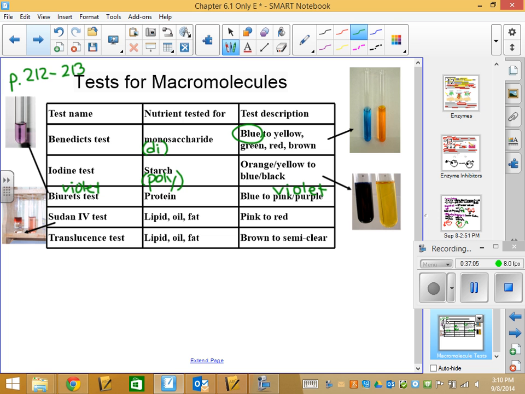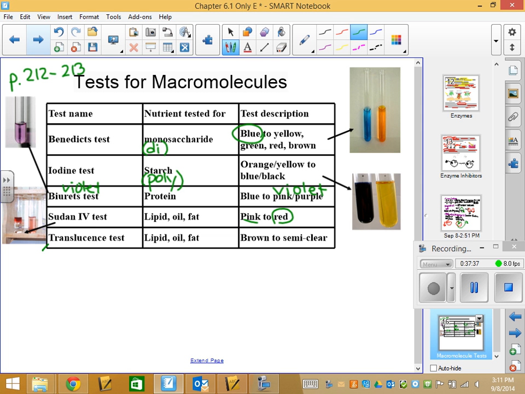Now the Sudan-4 test is one that we may or may not do in the lab tomorrow, depending on what's available to me in the supply cupboard. But it is a test that's available. It tests for lipids, oils, fats. I put 3 different words there to indicate that anything really in that category it tests for. The Sudan-4 test starts off pink and turns red if a lipid is present.